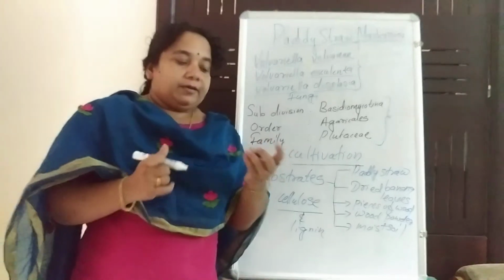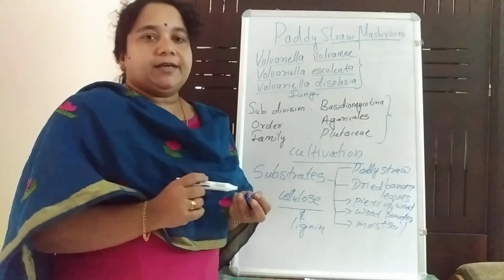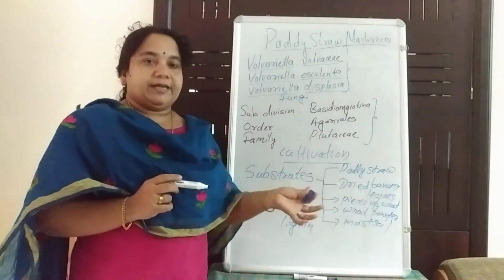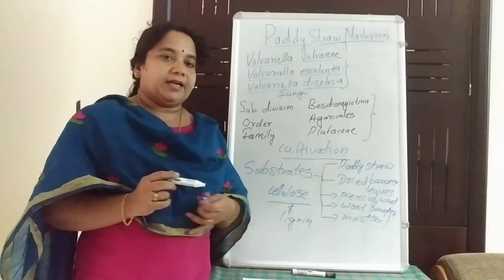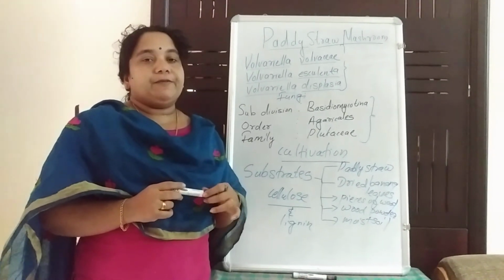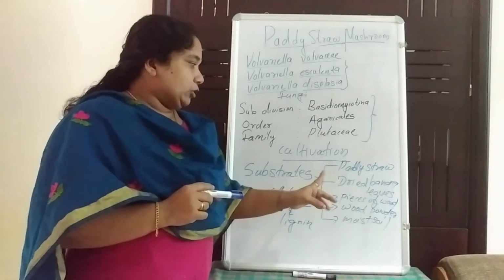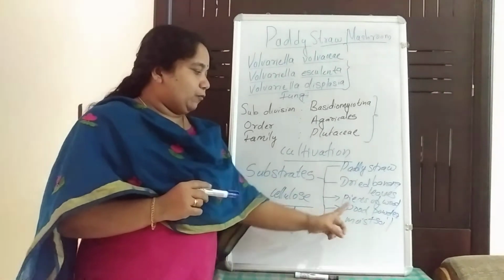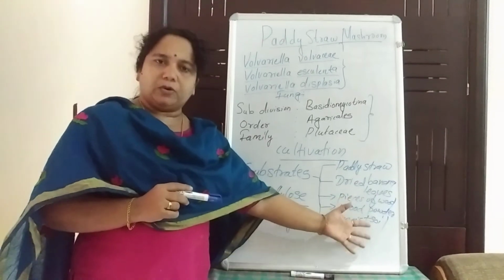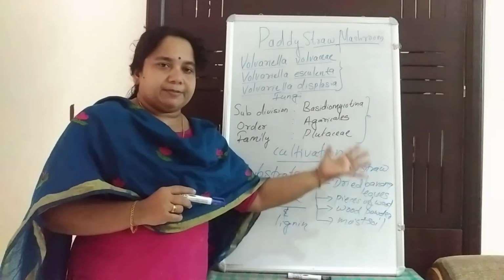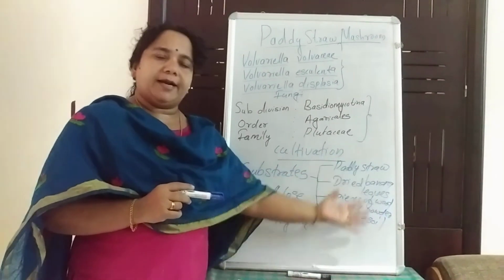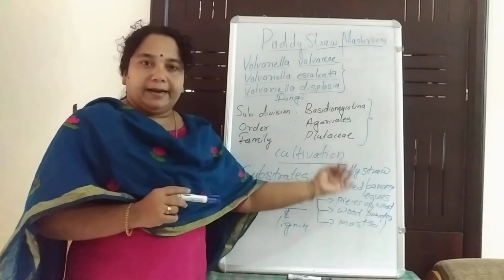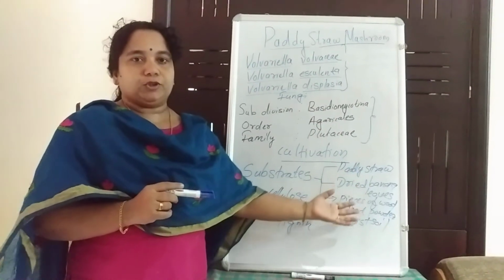So first you have to study what the different raw materials or different substrates used for the cultivation of mushrooms are. They are paddy straw, dried banana leaves, pieces of wood, wood powder, moist soil and so on. Different substrates can also be used. We have to identify them, and also dried grasses can be used.